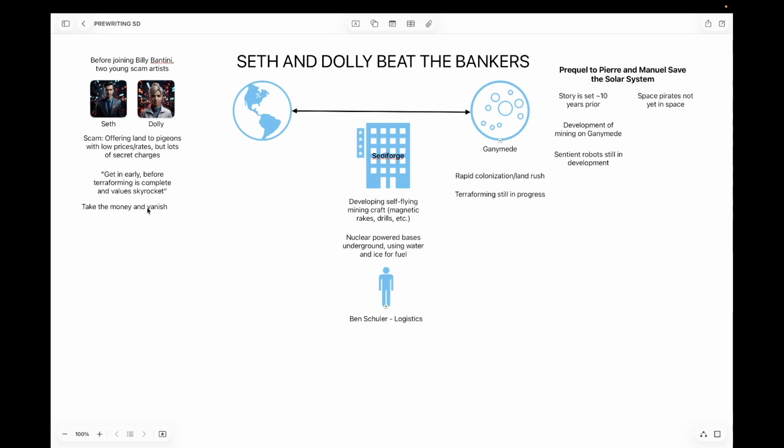Vanish. And that's sort of their thing. They go from town to town, from pigeon to pigeon, and take the money and run. But how would that get them in trouble? Let's see, how would that get them involved with a greater scheme? Perhaps one of the pigeons knows someone else.